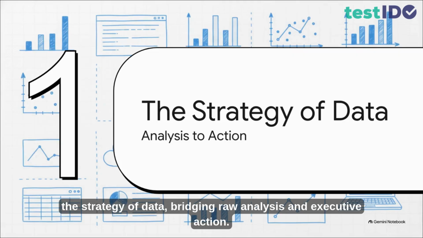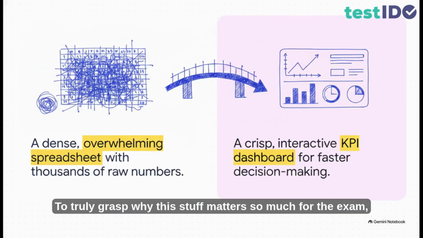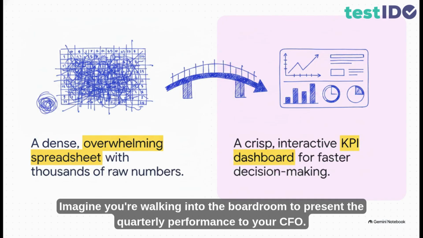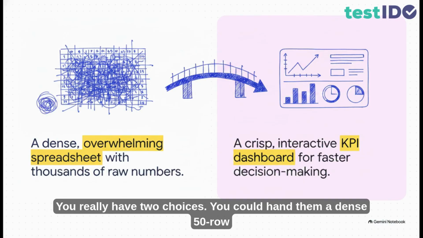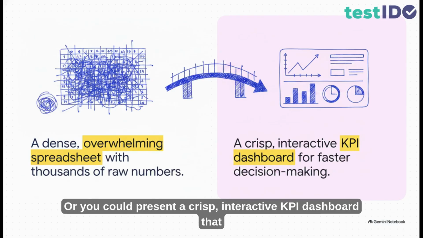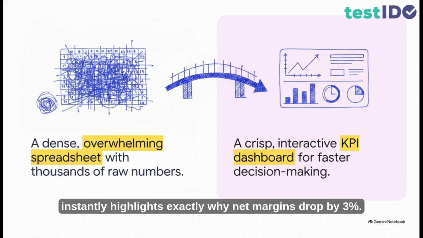Section 1. The strategy of data, bridging raw analysis and executive action. To truly grasp why this stuff matters so much for the exam, put yourself in a real-world scenario for a second. Imagine you're walking into the boardroom to present the quarterly performance to your CFO. You really have two choices. You could hand them a dense, 50-row financial table just packed with thousands of raw numbers. Or you could present a crisp, interactive KPI dashboard that instantly highlights exactly why net margins dropped by 3%.